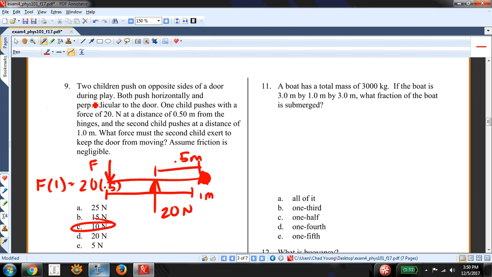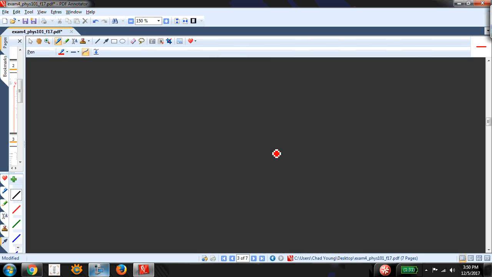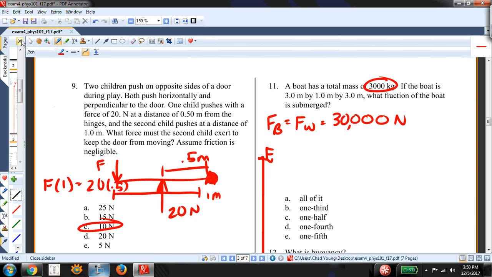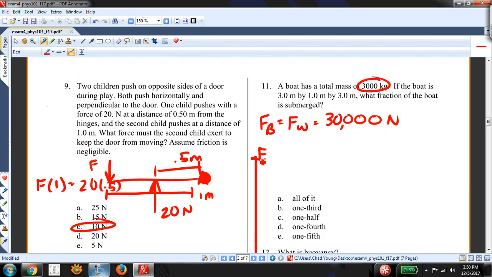Boat has a total mass of 3,000 kilograms. What fraction of the boat is submerged? Well, I know that the buoyant force in this case, in order for it to float, has to be equal to the weight. So the buoyant force has to equal 30,000 newtons because it's 3,000 times 10. That's the weight. The buoyant force is also equal to the weight of the displaced fluid. So the buoyant force is equal to the density of the fluid, volume of the object, times g. And this is equal to 30,000 newtons because it has to be equal to the weight.